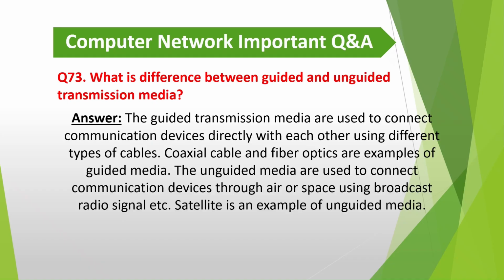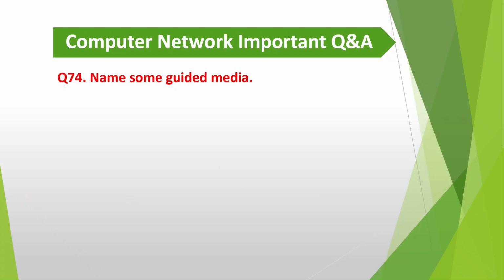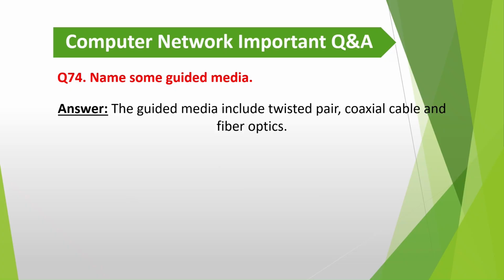Answer. The guided transmission media are used to connect communication devices directly with each other using different types of cables. Coaxial cable and fiber optics are examples of guided media. The unguided media are used to connect communication devices through air or space using broadcast radio signal, etc. Satellite is an example of unguided media. Question 74. Name some guided media. Answer. The guided media include twisted pair, coaxial cable, and fiber optics.